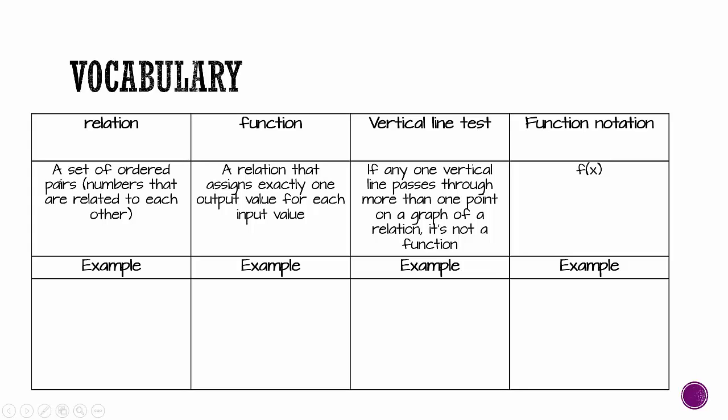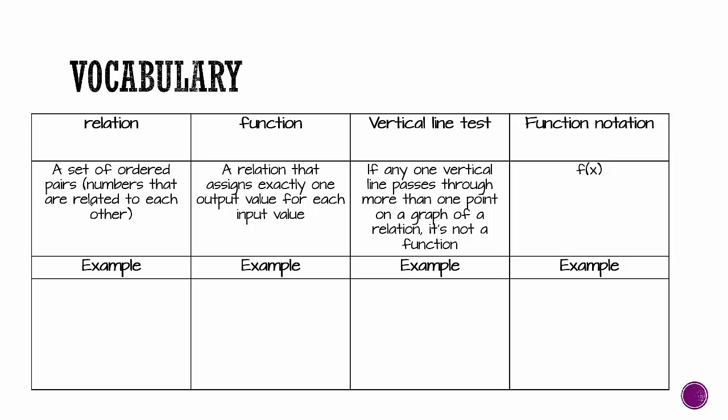But we have something called a relation, which is a set of ordered pairs, or numbers that are somehow related to each other. Function is a word we've had in the past, but it's a relation that assigns exactly one output value for each input value. Something called the vertical line test says if any one vertical line passes through more than one point on a graph of a relation, then it's not a function.